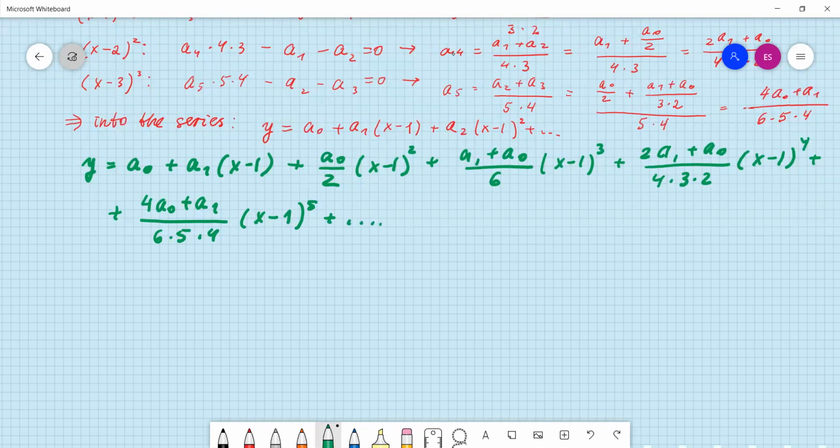Now, what I'm going to do, I'm going to separate coefficients with a0 and coefficients with a1. So a0 here is 1. Here we have (x minus 1) squared over 2.